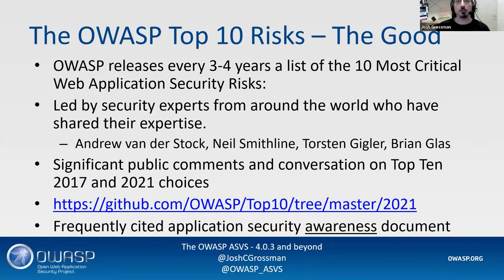It's led by a group of very well-respected experts in the field. And the most recent versions, the 2017 version and the 2021 version, had a lot of really great feedback from the public. They're very much developed in the open, and they used a lot of public data and public information to say, here's what we think should go into these projects. You can see it's on the GitHub repository there, and it's very frequently cited. But the important keyword here, I guess, is awareness. This is an application security awareness document.